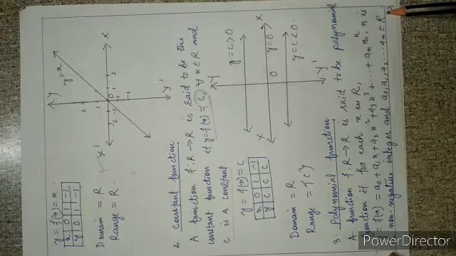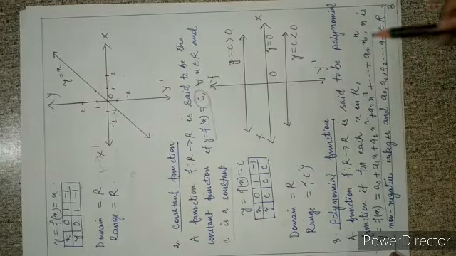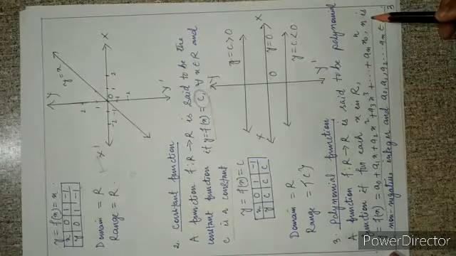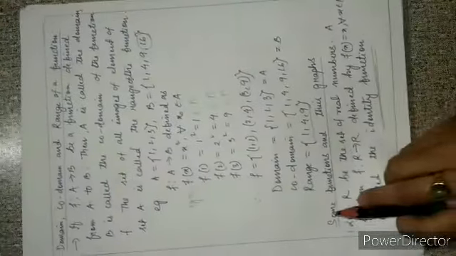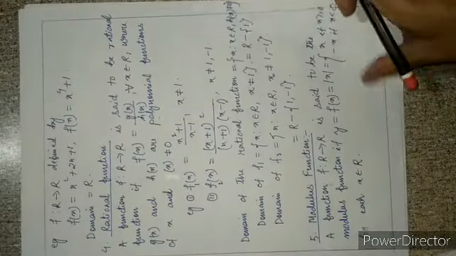They are all real numbers. Such type of function is called a polynomial function, f(x) is equal to a polynomial.